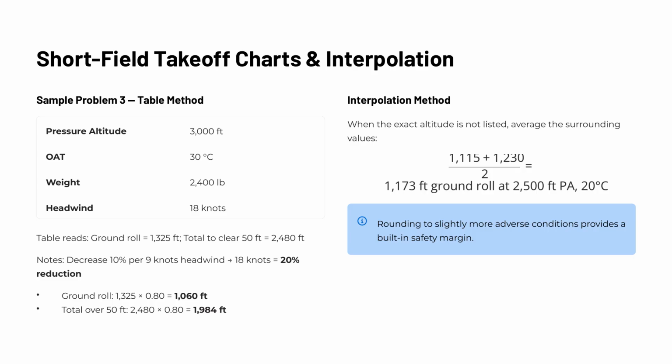Now, a word on interpolation. If your exact pressure altitude isn't listed in the table, you'll average the values from the 2 surrounding altitudes to estimate your performance. When in doubt, always round toward the more adverse condition, meaning the higher, more conservative number. This gives you a built-in safety margin and keeps your planning on the conservative side, which is exactly where it should be.